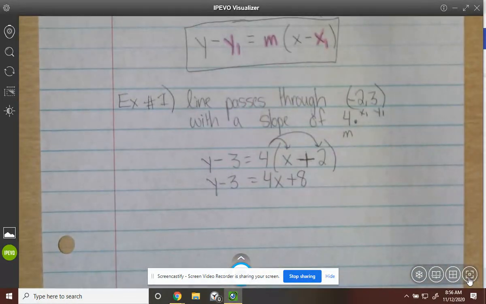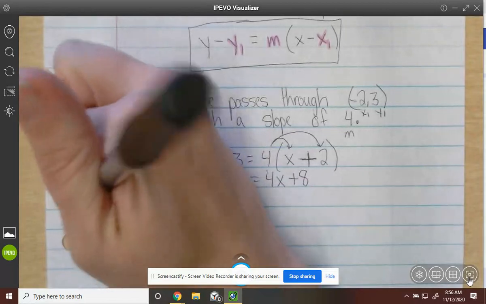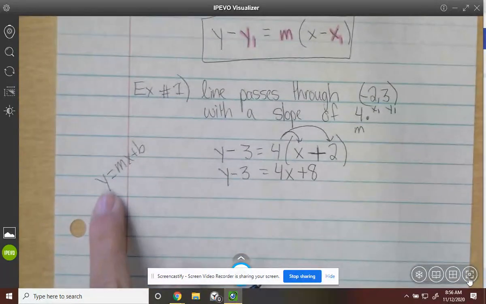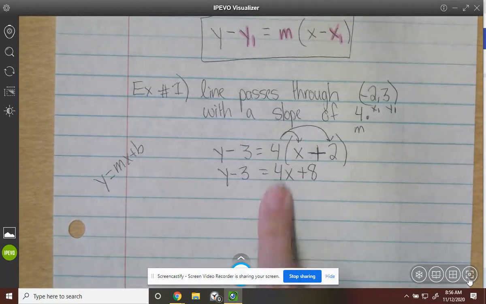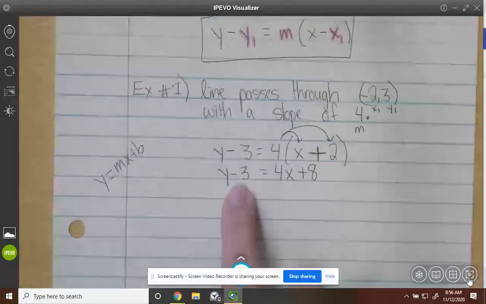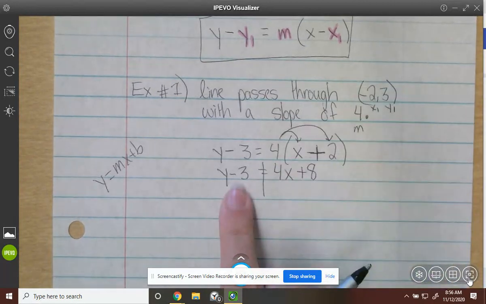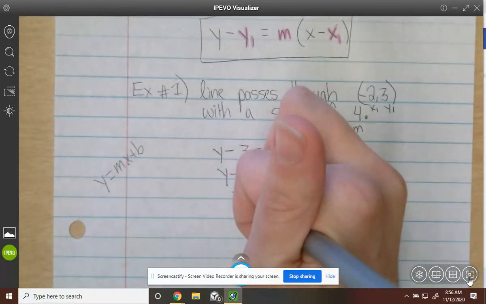So if you think about the slope-intercept form, it's y equals mx plus b. It's just y on this side. So we're close on this side, but on this side, we need to get rid of that -3 and move it over here. So how do I do that? Well, it's a -3, so I'm going to add 3.